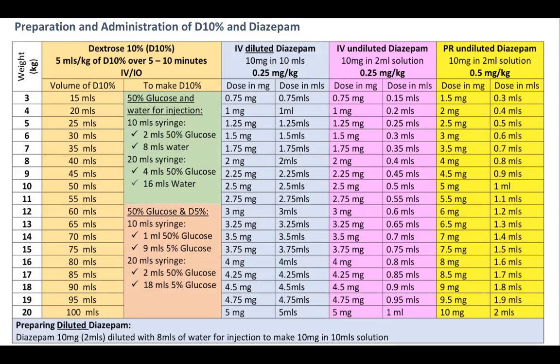And so these are the tables. You can use the body weight to find the concentration and the solution you need to use for the convulsion. And you can also see how to prepare diluted diazepam. So diazepam 10 milligram in 2 mils is diluted with 8 mils of injection water to make 10 milligram in 10 mils of solution for diluted diazepam.